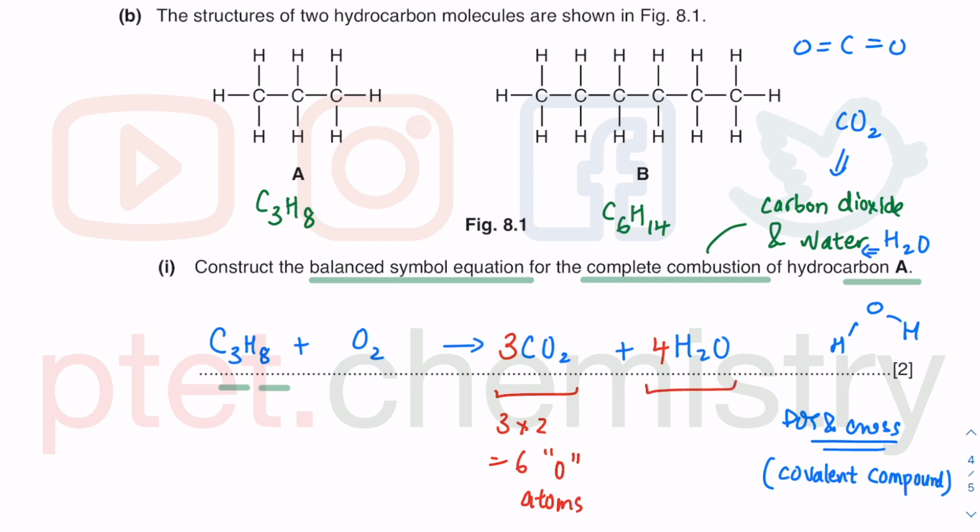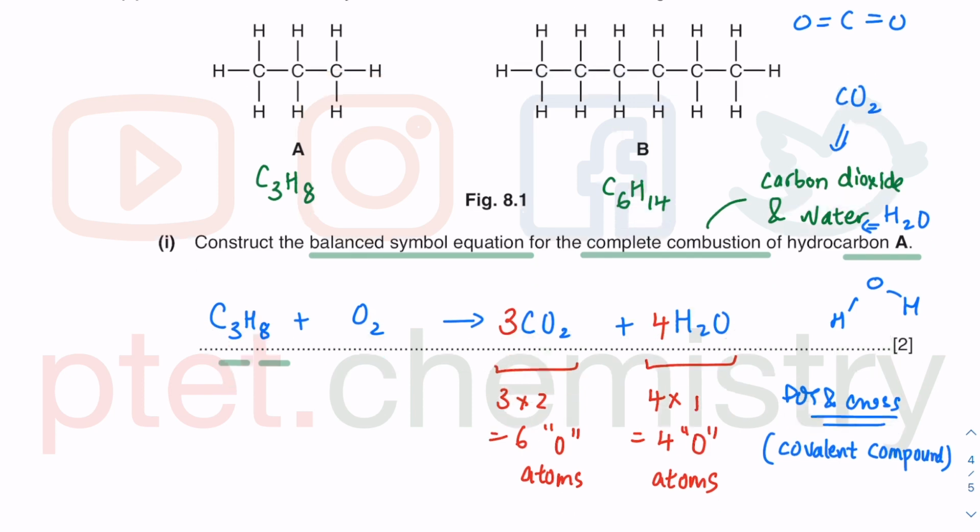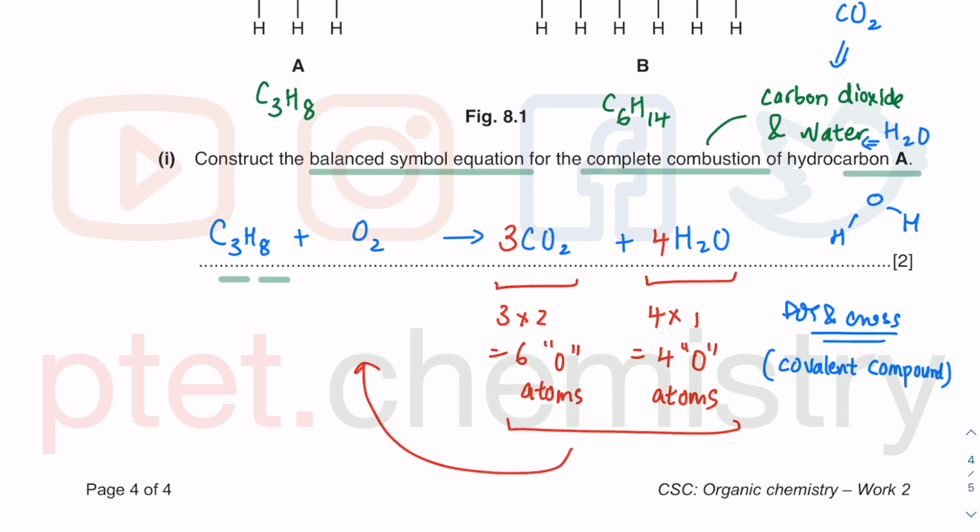Atoms, molecules and compounds is part of year 9 atomic structure. I'm talking about the atoms. They have 1 atom in 1 H2O. They have 4 molecules. 1 times 4 is 4. Altogether 6 plus 4 gives me 10 oxygen atoms. So we need 10 oxygen atoms.